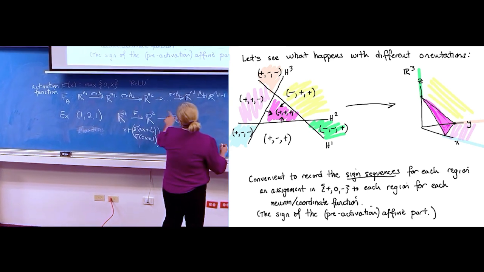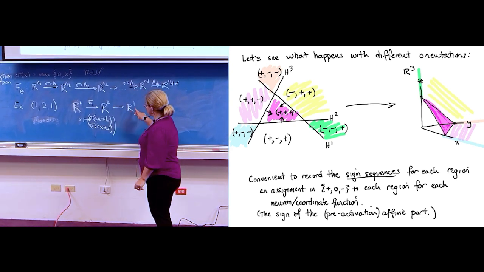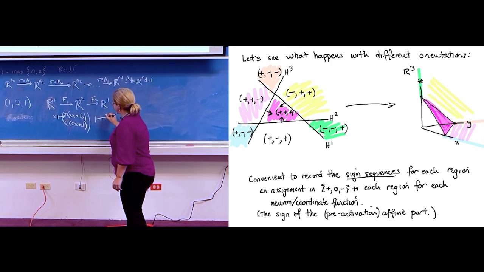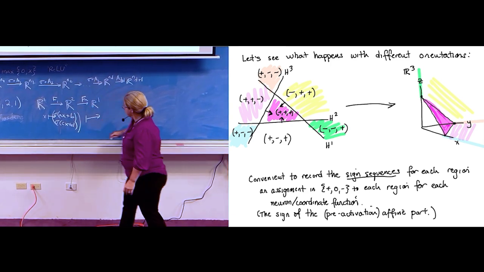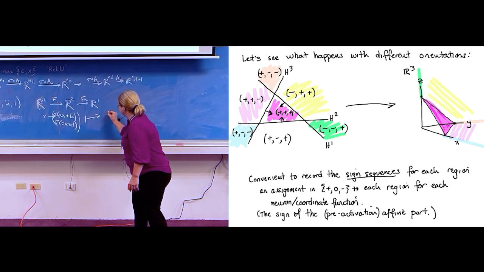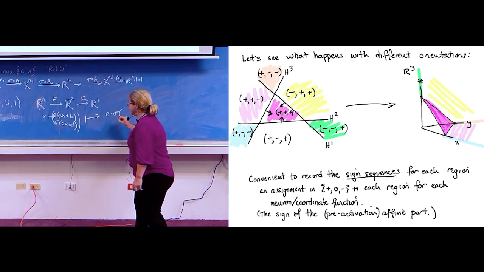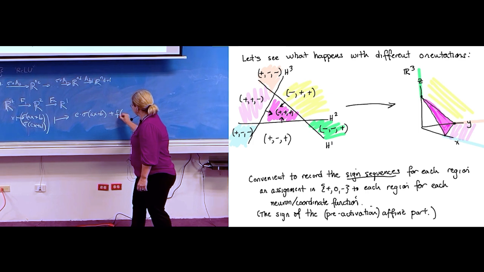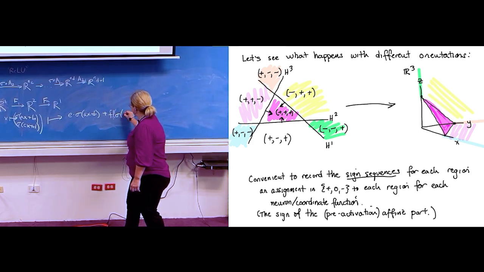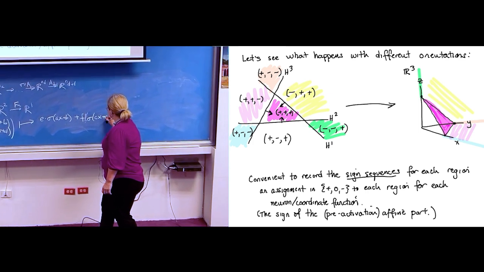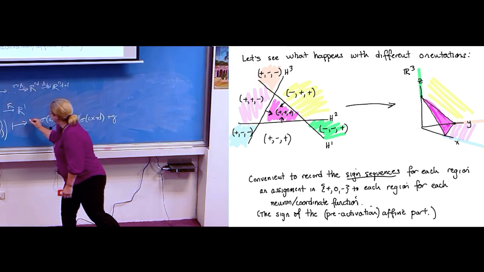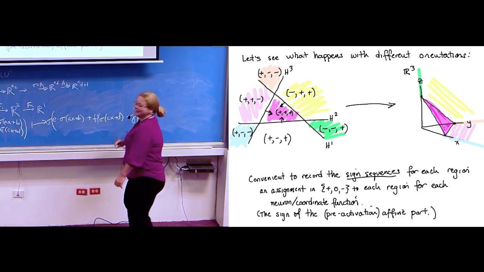And then to go from R2 to R1, we need another affine linear map. It will be some multiples of these. So let's see, A, B, C, D, E. E times sigma of ax plus b, plus F times sigma of cx plus d, and then I need a plus g, and then I put the sigma all around it.